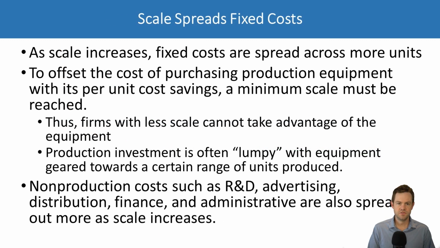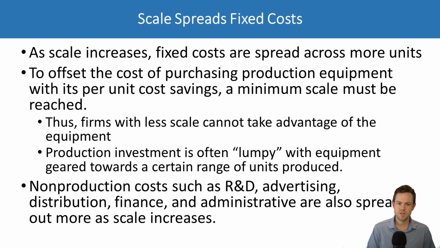So as we saw in the previous example, scale allows us to spread out our fixed costs. And as scale increases, we're spreading that cost across more and more units. Now, to offset the cost of purchasing production equipment with its savings per unit, you have to reach a minimum scale. Thus, firms with less scale cannot take advantage of that equipment and are somewhat penalized on their per unit cost that they can reach.